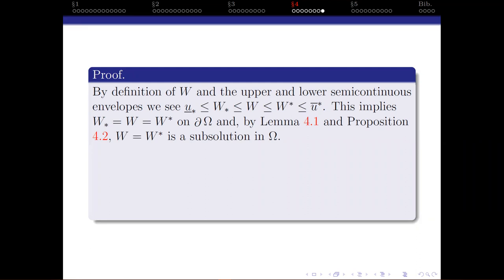That, in turn, must be less than or equal to W, which is less than or equal to the upper semi-continuous envelope, which is less than or equal to, etc. This means that on the boundary, W and each of its semi-continuous envelopes are going to be equal. And because of the way that we've formed W, because it is a supremum taken over a family of subsolutions, it turns out that it must be equal to its own upper semi-continuous envelope and a subsolution in omega. That part is pretty easy. Hopefully you agree with me, and if not, feel free to stop me.